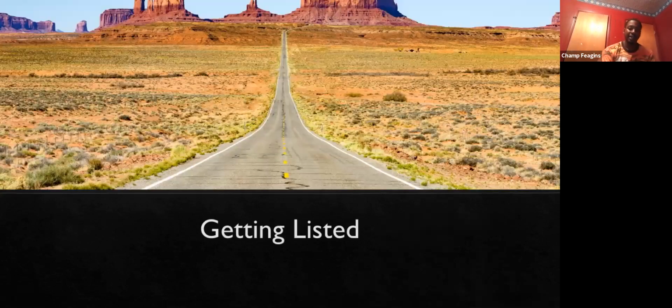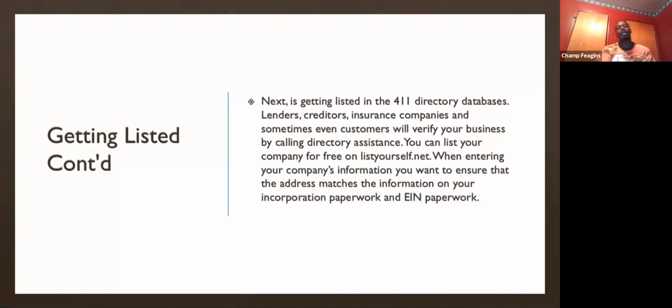Okay, now getting listed. Next is getting listed in the 411 directory databases. Lenders, creditors, insurance companies, and sometimes even customers will verify your business by calling directory assistance. You can list your company for free on listyourself.net. Y'all, listyourself.net will do it for free. Don't let those companies charge y'all for doing the work. Y'all can do it yourself, okay? When entering your company's information, you want to ensure the address matches the information on all your incorporation paperwork and your EIN paperwork. You all want all that paperwork to be identical, okay?